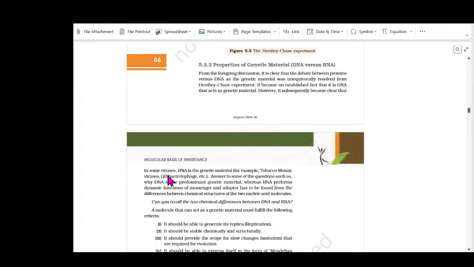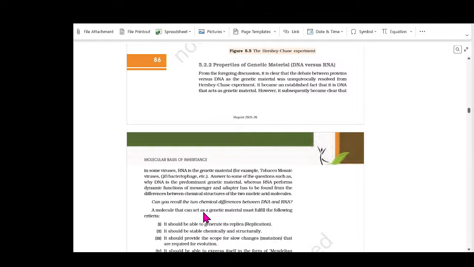It became clear that in some viruses, RNA is the genetic material, for example, tobacco mosaic virus, QB bacteriophage, etc. Answers to some of the questions, such as why DNA is the predominant genetic material whereas RNA performs dynamic functions of messenger and adapter, have to be found from the differences between the chemical structures of the two nucleic acid molecules. Can you recall the two chemical differences between DNA and RNA?